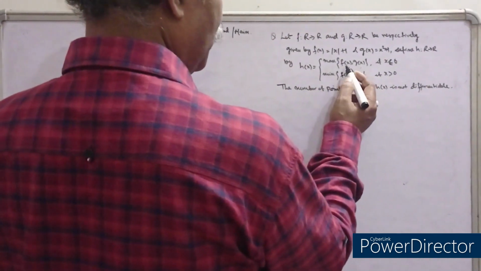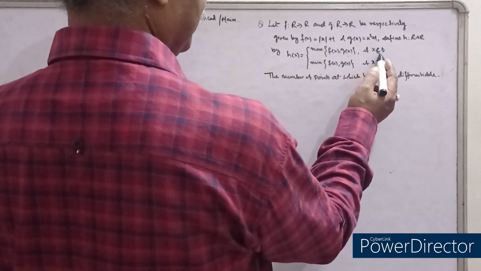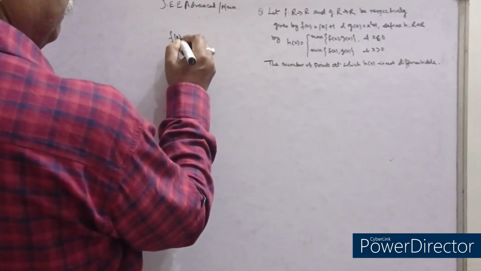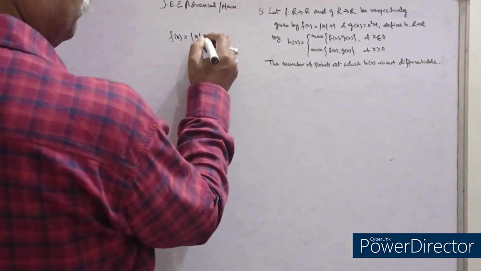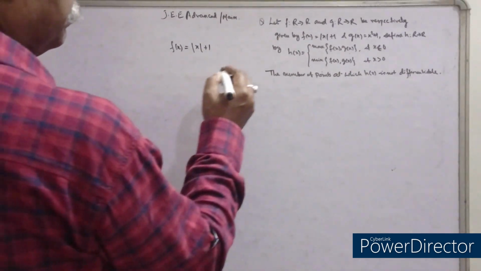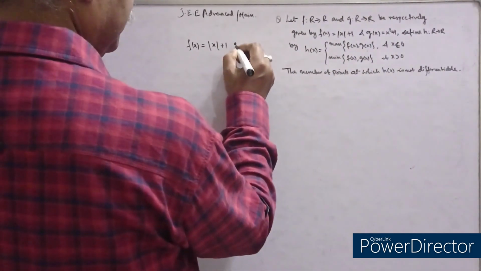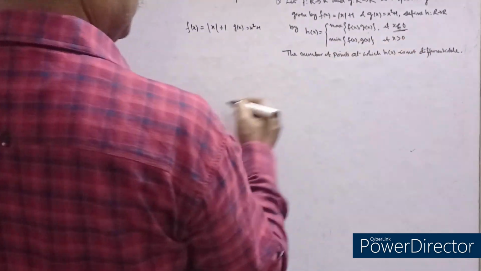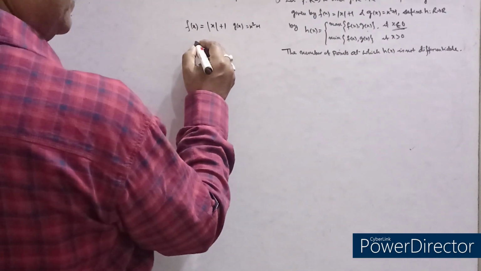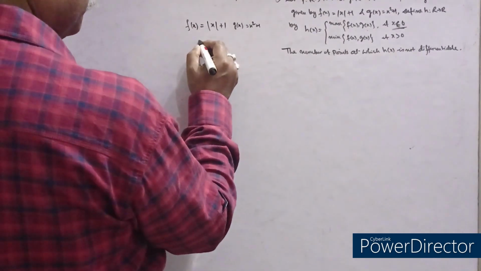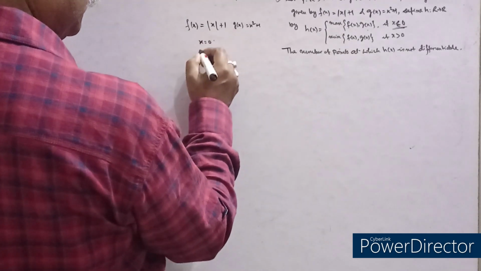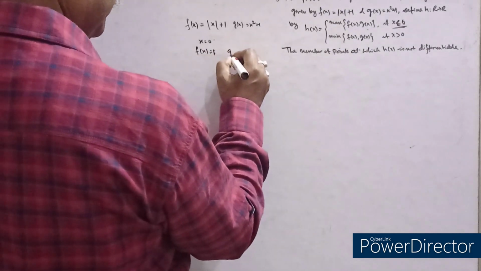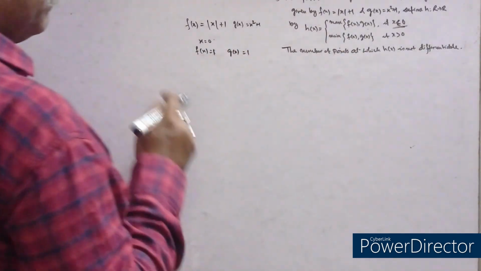Means maximum of f(x) and g(x) if x is less than or equal to 0. Here your function f(x) is equal to modulus x plus 1, and your g(x) function is x² + 1. Here x is less than or equal to 0. So let us take x equal to 0. Here at x equal to 0, your f(x) is equal to 1, and your g(x) is also equal to 1.